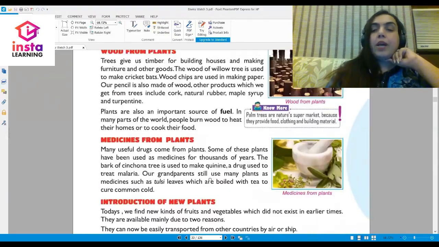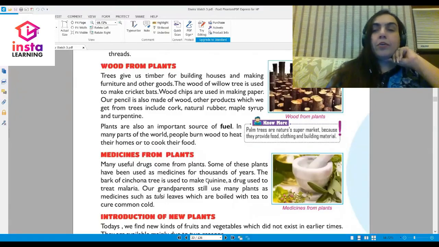Children, we now talk about a very important contribution from the world of plants, and that is medicine. Everything that treats our diseases or makes us more healthy also comes from plants. Many useful drugs come from plants. Some of these plants have been used as medicines for thousands of years.